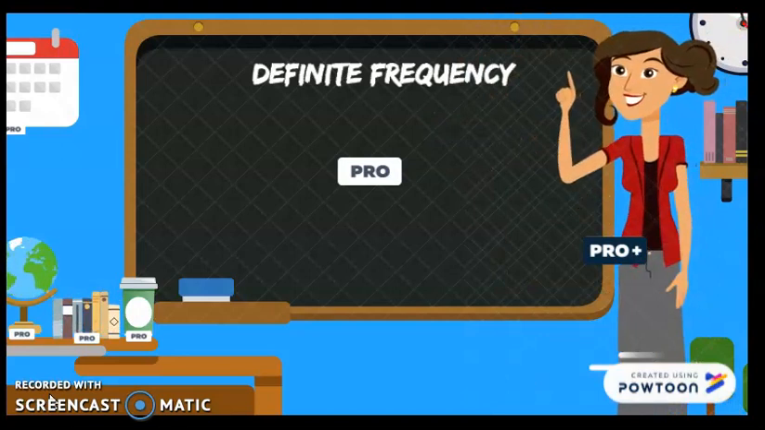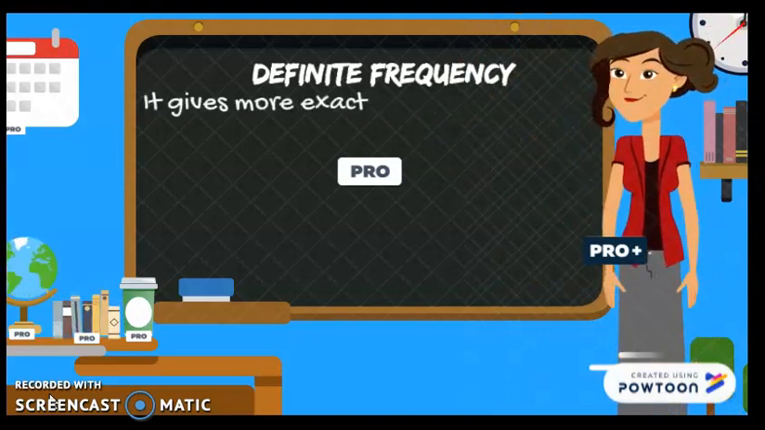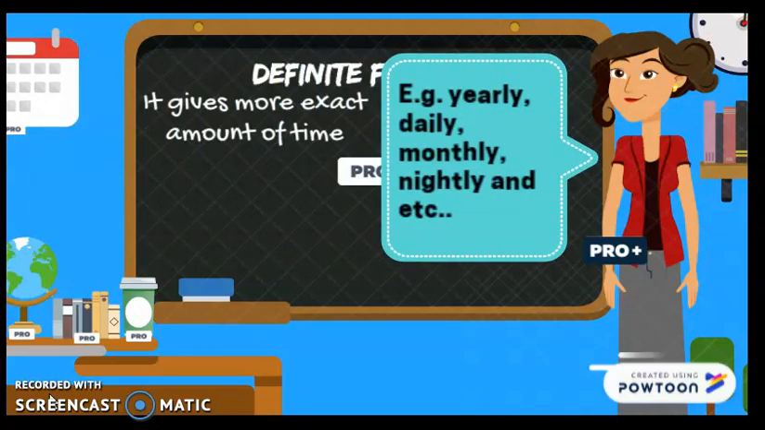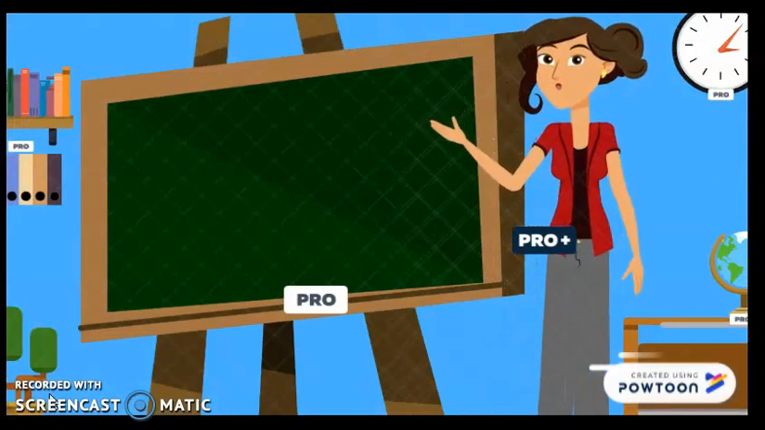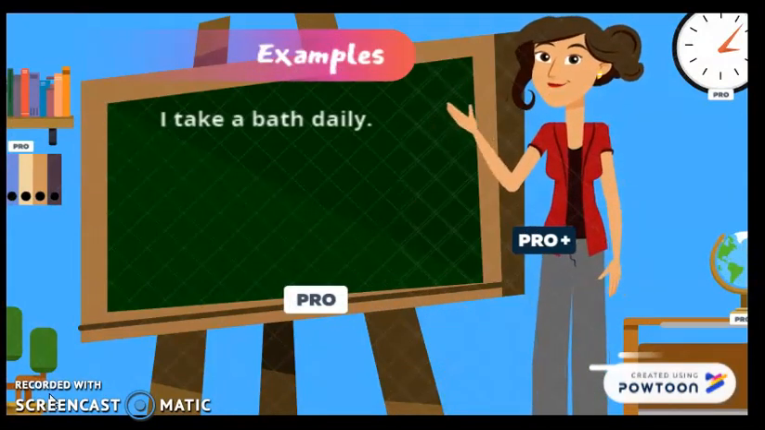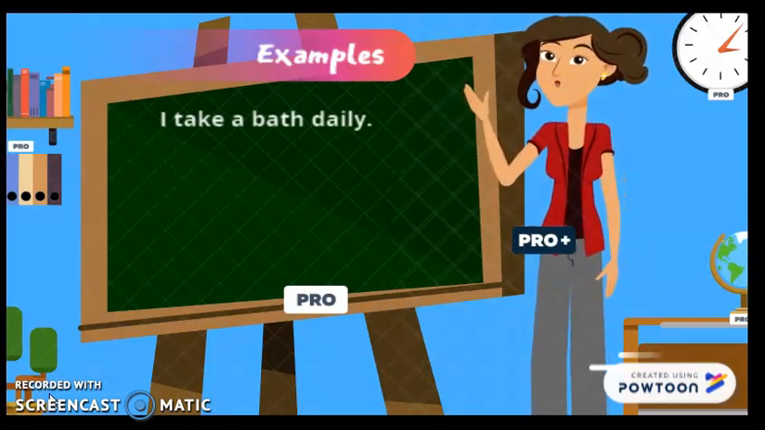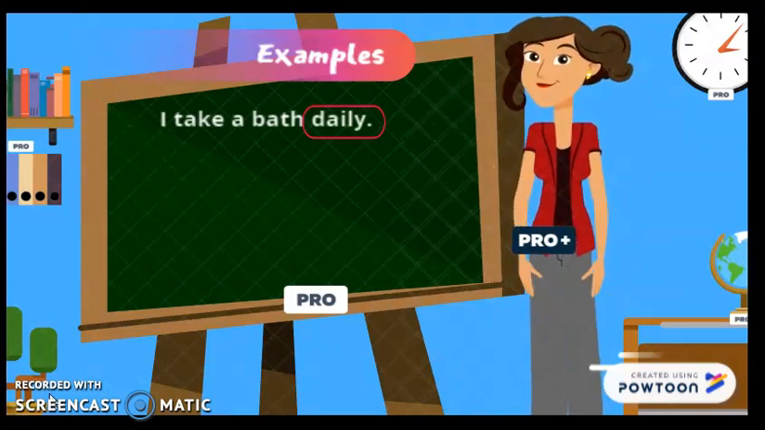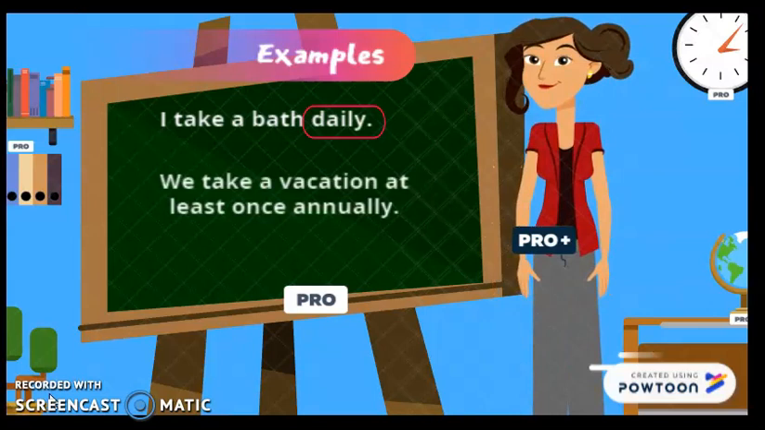What do we mean by definite frequency? It gives more exact amount of time. Like for example, yearly, daily, monthly, nightly, and others. Here are some example sentences that we will be using. I take a bath daily. How often do you take a bath? Daily. Another one, we take a vacation at least annually. How often? Annually.